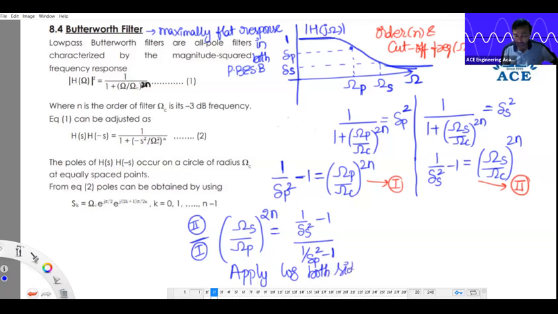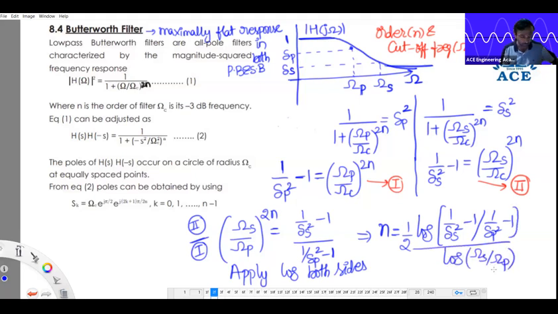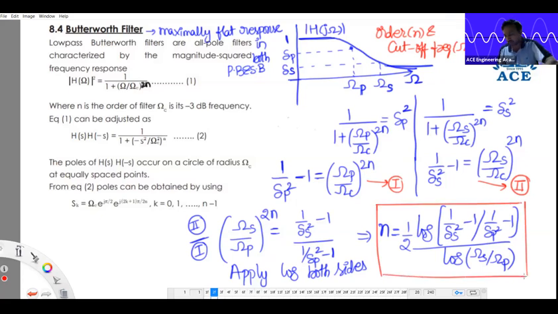log a power x can be written as x log a. So n equals 1 by 2 logarithm of (1 by δs squared minus 1) by (1 by δp squared minus 1) divided by log (Ωs by Ωp). By using this formula, we are in a position to get the order of the Butterworth filter. What are the 4 specifications available to us? Passband and stopband gain as well as passband and stopband frequency. By using this formula, we get the order.